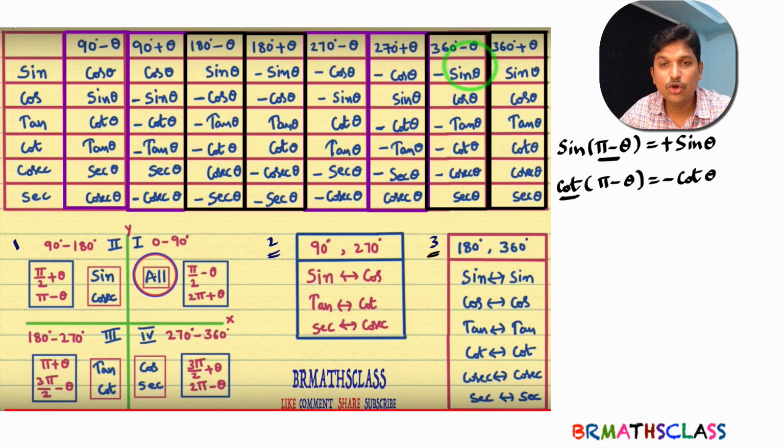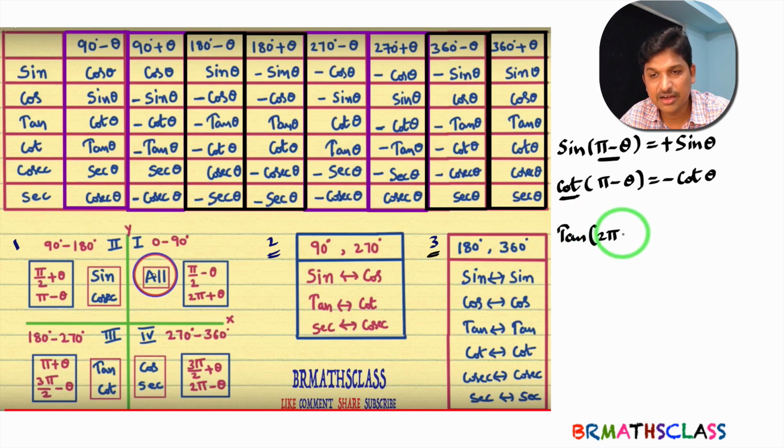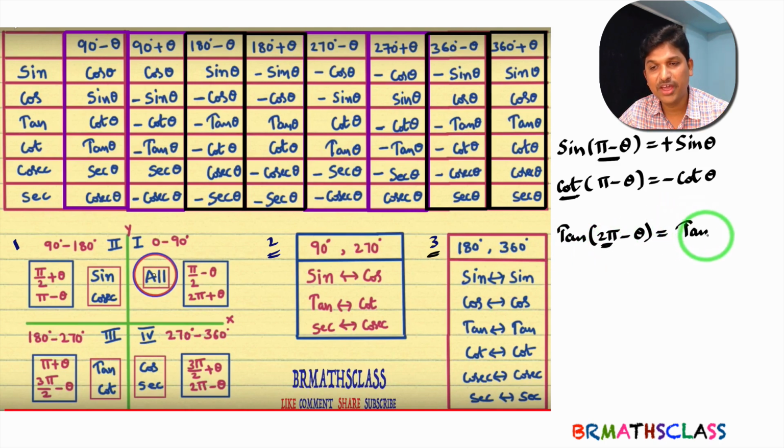So similarly, we'll go with 2 more examples. Suppose tan 2 pi minus theta. 2 pi means 360 degrees. 2 into 180. Whenever 180, 360 is there, the function remains the same. So this is tan theta only. Okay. Now the point is 2 pi minus theta is in which quadrant? Look here. It is in fourth quadrant. In fourth quadrant, tan is what? In fourth quadrant, tan is negative. In fourth quadrant, only cos is positive. In fourth quadrant, tan is negative.